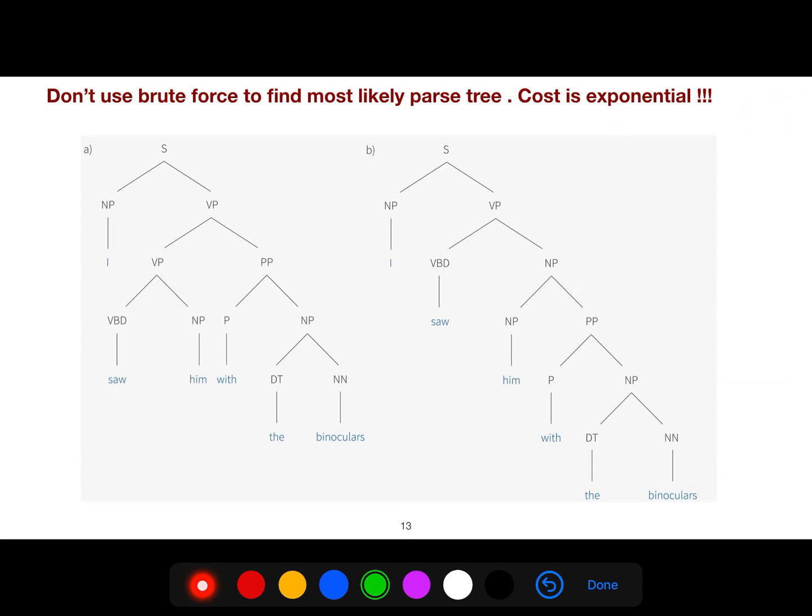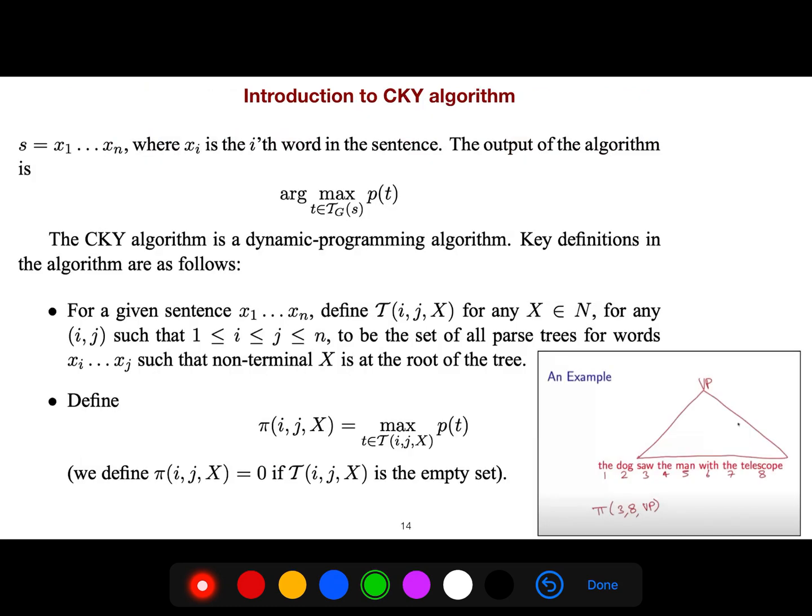So we don't use brute force to find the most likely parse tree, because it's very costly to do that, and it's not feasible. It's intractable. The cost is exponential because you have lots of these trees. You cannot find the probability of each of them and say, okay, this is 85%, this is more than the other, this one has very small probability, and so on. So brute force doesn't work, as usual, in any problem in computer science. So this is what we do for the CKY algorithm.